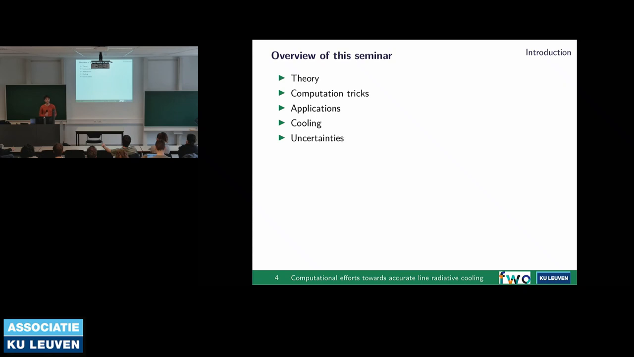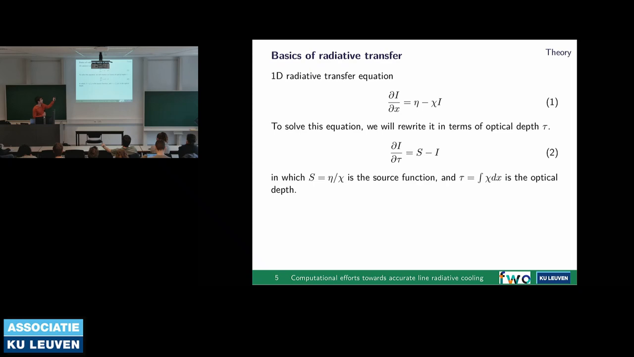We start with the simplest equation, which most astronomers should know, the 1D radiative transfer equation. It's just as light moves through a medium, it gains intensity because of the medium emitting light, which is the emissivity eta, and it loses intensity due to the medium absorbing light, which is denoted by the opacity. And to solve this equation, one typically rewrites it using the optical depth, which is just the integral of the opacity over the traveled length. And then you also define the source function, which is just emissivity divided by opacity, nothing special. But I'm talking about line radiative transfer.